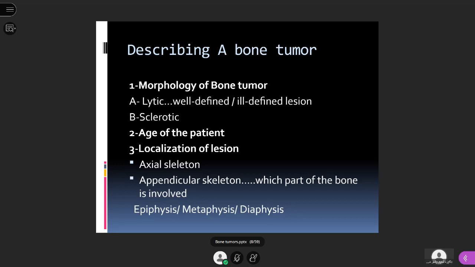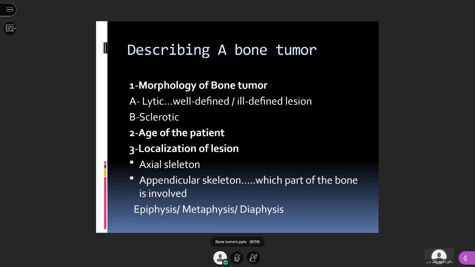Okay, and then comes the age of the patient. Now, the age of the patient is really very important when we talk about bone tumors. Why? Because there are certain tumors which are more prevalent in the less than 30 age group. When I talk about the individual bone tumors, I will tell you the age. All of the tumors have their specific age brackets. That's why it's important to ask the age of the patient in the history.